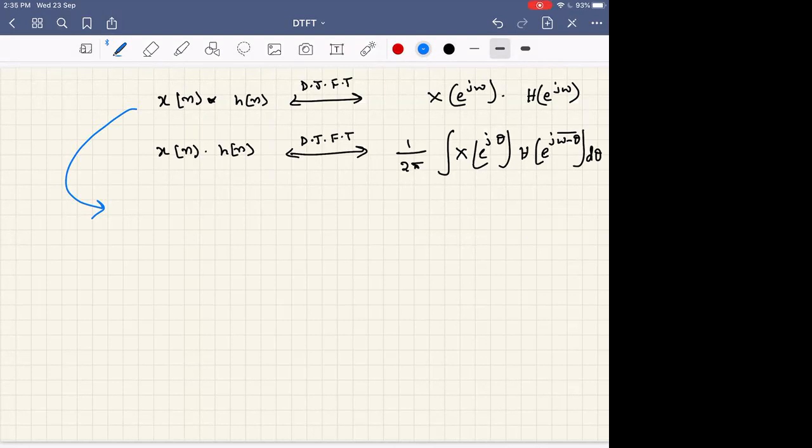We can derive in both ways. You can write the convolution explicitly, take the Fourier transform of it, and show that it is equivalent to this. Or you can take these two in the frequency domain, expand them, and then take the inverse Fourier transform. Let this be y of n. We take y of e power j omega.